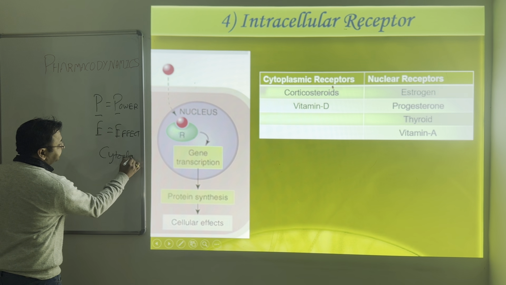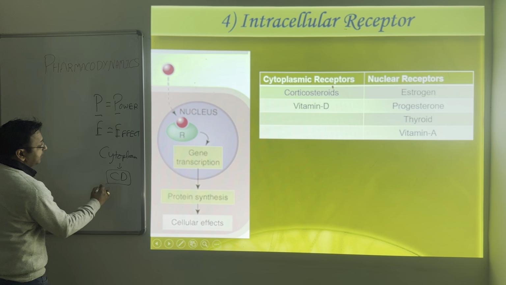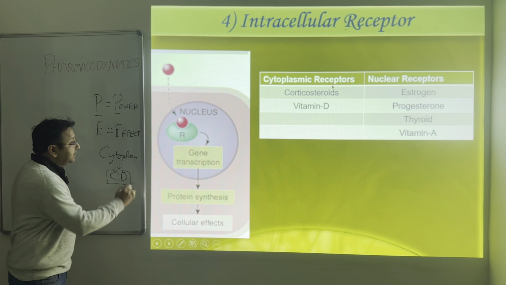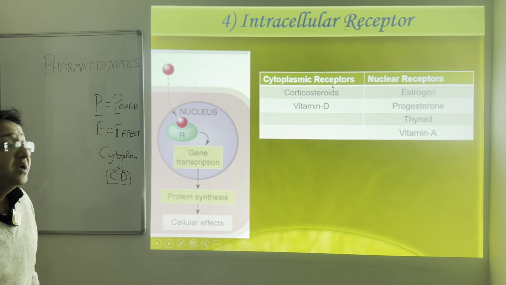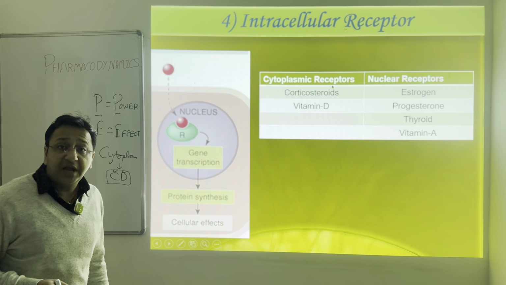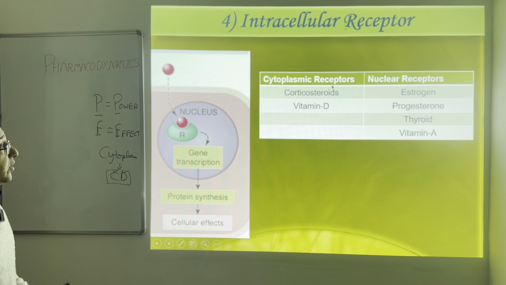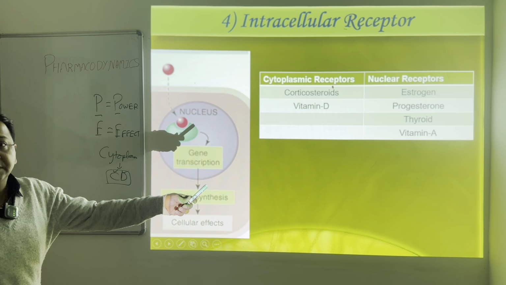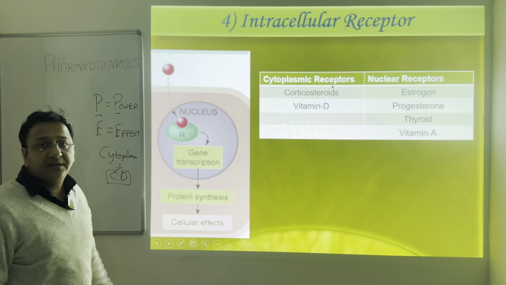Inside the cytoplasm, remember with the CD: corticosteroid and vitamin D. One is the corticosteroid, one is the vitamin D. And the nuclear receptors are for testosterone, estrogen, progesterone, thyroid, and vitamin A. So drugs act through these receptors, meaning they act inside the nucleus and inside the cytoplasm.